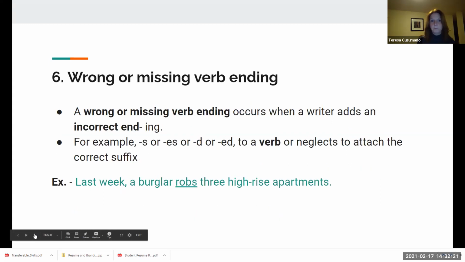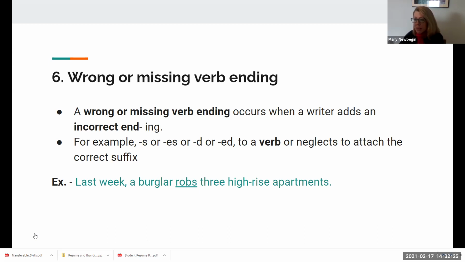All right. Number 6, wrong or missing verb ending. If we look at the sample sentence there, the clue is "last week." Last week, a burglar robs 3 high-rise apartments. We know that since it happened last week, that should be "robbed." So I think this is sometimes an error that's just overlooked.